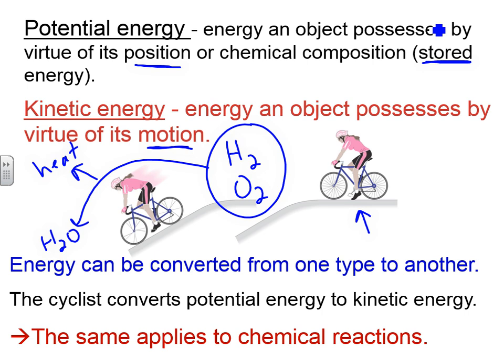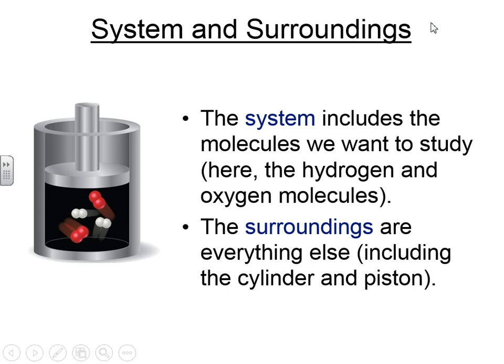So this same idea can actually apply to a chemical reaction, and that's what we're going to do in this unit. So we have to define something called the system and the surroundings to talk about this in a little more detail. The system would be your chemicals, your molecules that are going to react. In this case, I have the same example. Here are oxygen and hydrogen. The red are the oxygen. So that's the system, the chemical reaction.